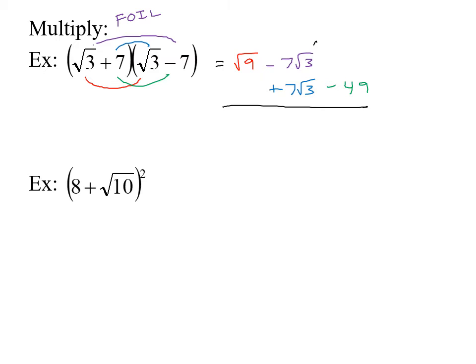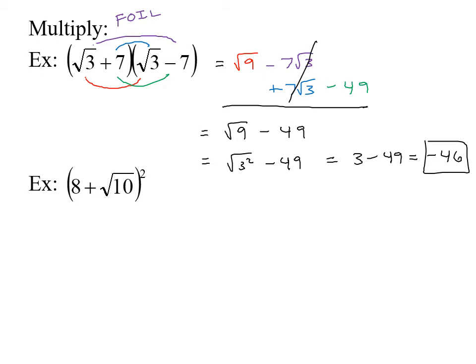Notice the ones in the middle actually cancel, and so I'm left with the square root of 9 minus 49. But the square root of 9 is 3 because 9 is 3 squared. So this gives me 3 minus 49, which is negative 46. Sometimes you end up with no radicals left in the problem. That's not really the normal thing that happens. Usually you end up with a radical in it. This one just doesn't, because that's technically the difference of squares. And so if you remember the difference of squares formula, the middle term always cancels.